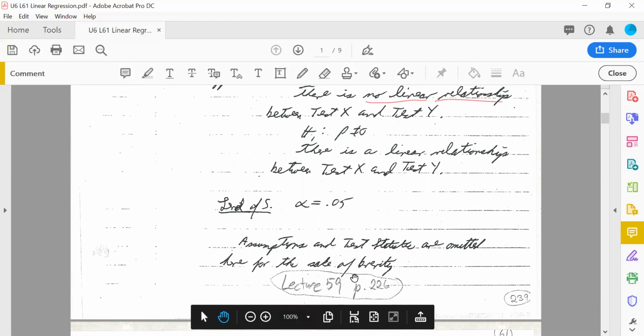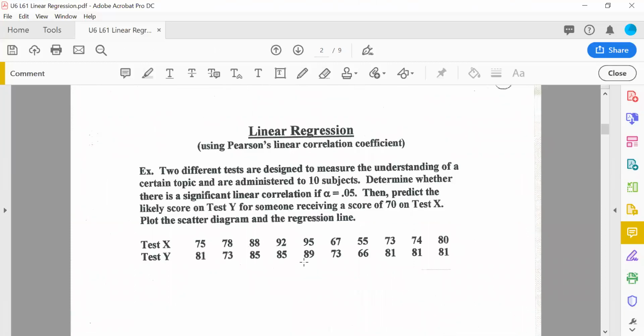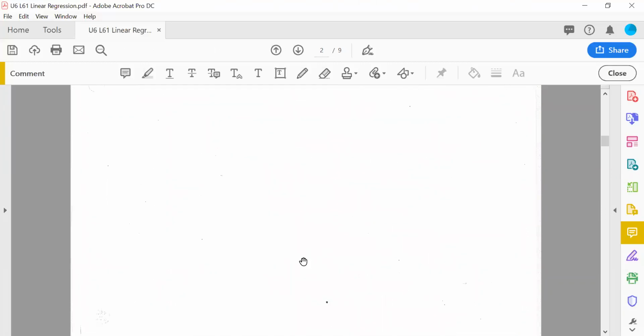So, and by the way, you could look back in the notes. It's page 226 in Piper's notes. So I'm not going to write them here. Or Piper didn't write them there. They are omitted for brevity. So there they are. I typed this up for us.